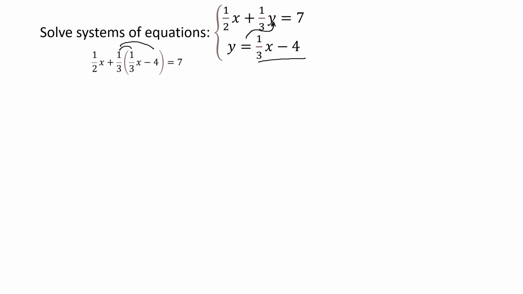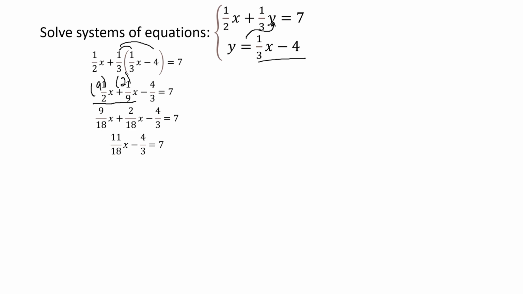Start with the distributive property. 1/2 x plus 1/9 x minus 4/3 equals 7. Then we need to add our like terms, but because they're fractions, I have to have a common denominator. 2 and 9 can both become 18, so this is times 9, this is times 2, which gives me 9 over 18 plus 2 over 18. Then we just add those. 9 plus 2 is 11, so 11 over 18x minus 4 over 3 equals 7.